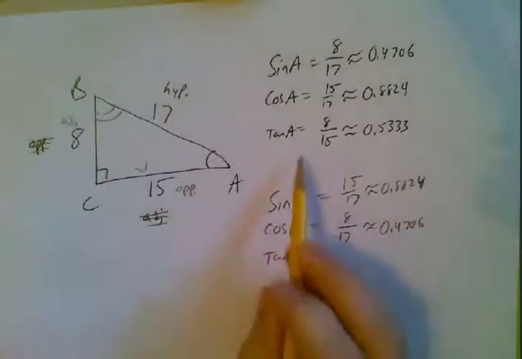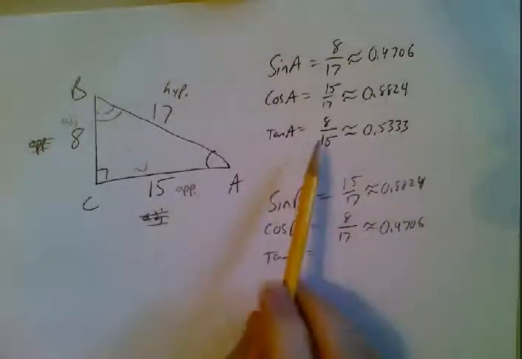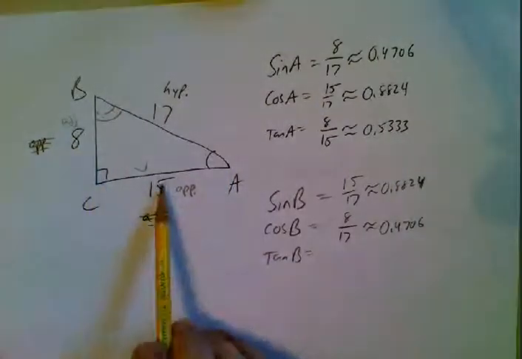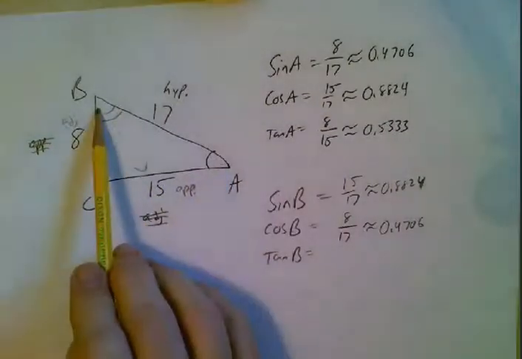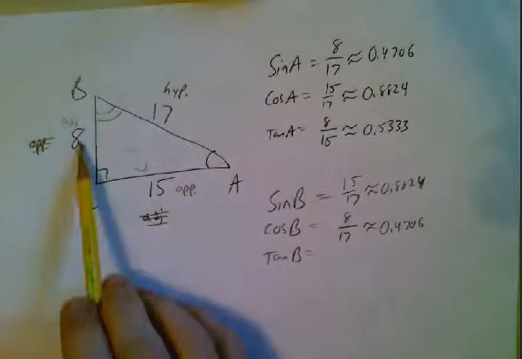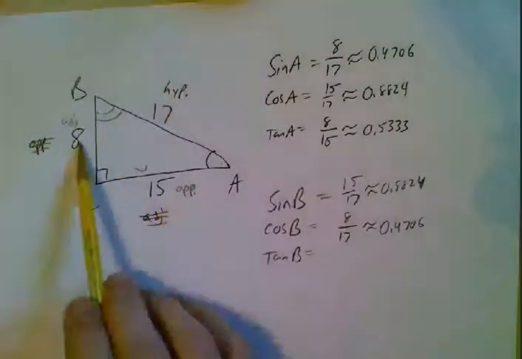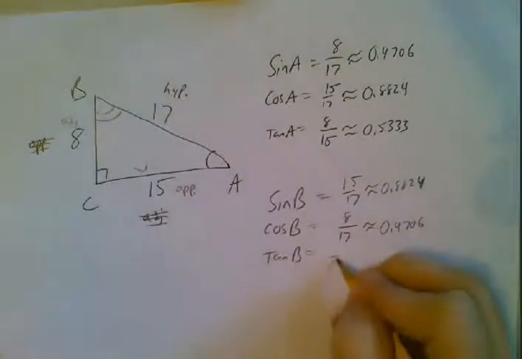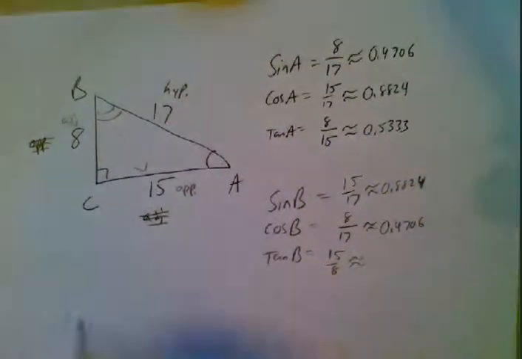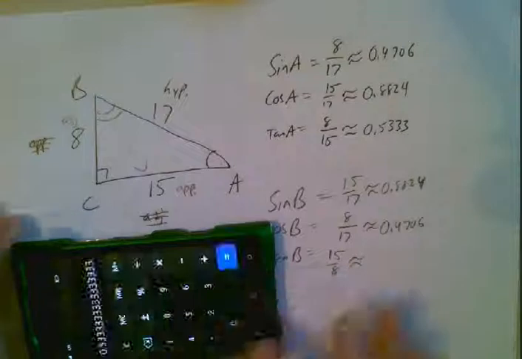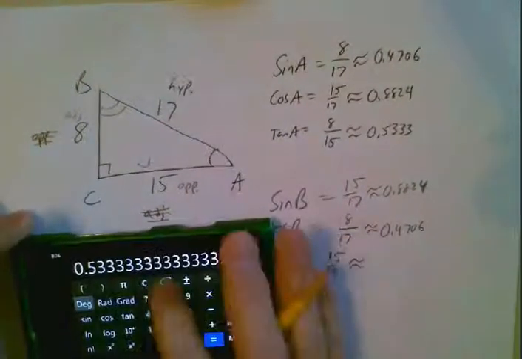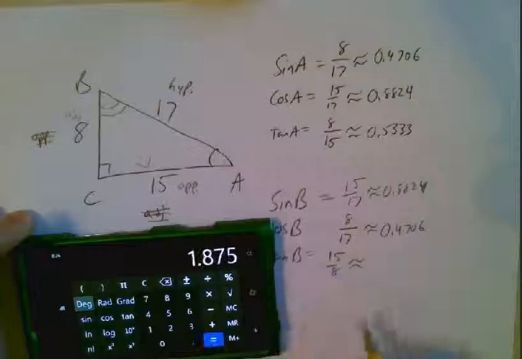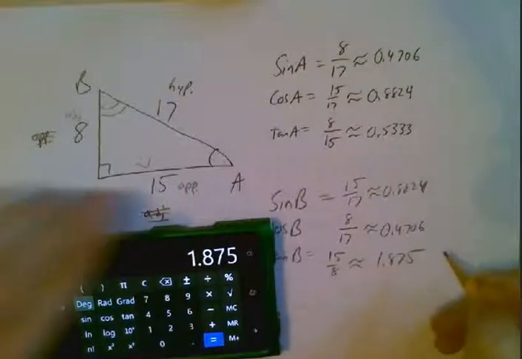And then the tangent, we did a little trick as well. I don't know if you remember, but the tangent of A was 8 over 15, which was opposite over adjacent for A. Well, for B, instead of doing the 8 over 15, we're going to have to do the 15 over 8. It was the reciprocal. We talked about that in class too. So that's 15 over 8. That number I do not have yet, so I will calculate that out. 15 divided by 8, and that's 1.875.